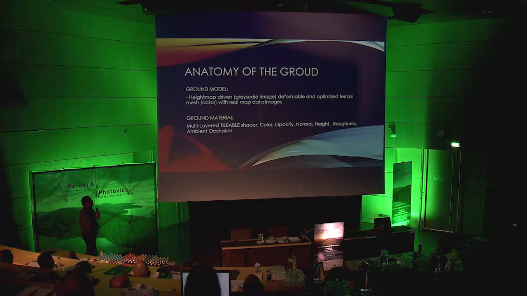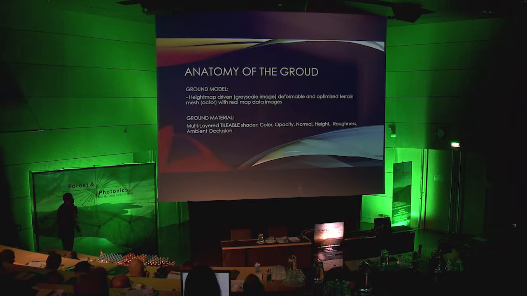Ground. Ground is height map driven, which can be taken from different kinds of map services. It's a grayscale image. It's deformable and it's an optimized mesh object in game engines. And ground material is pretty different from leaf material.